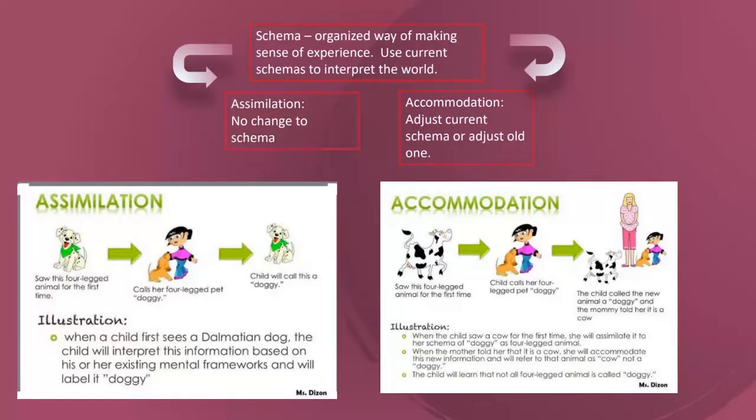Okay, that's just talking about schema, and it's about how children can fit new things into the way their current schemas or the way they think about things, or whether they have to make adjustments. It's concepts of assimilation and accommodation, and there are just examples on the page, which is there in your slides, which you can just have a look at and see.